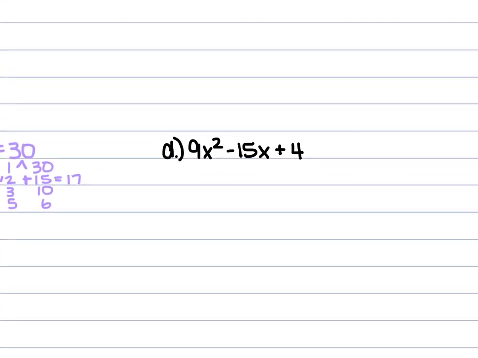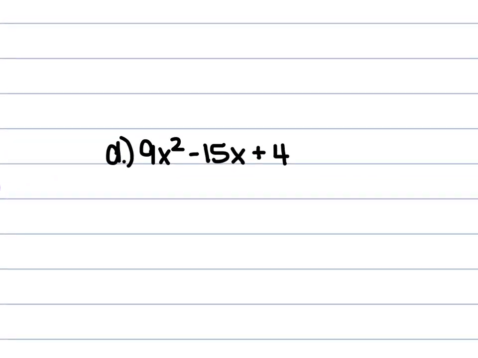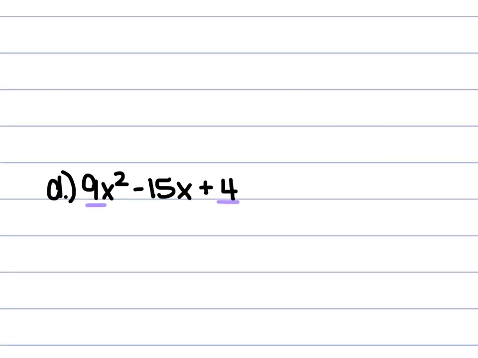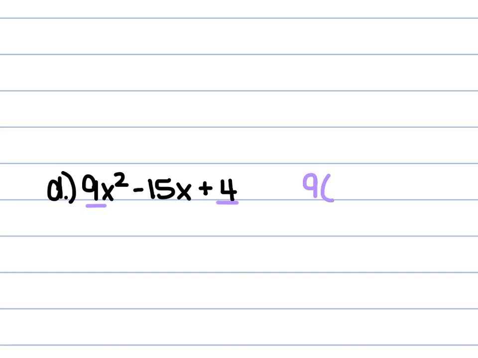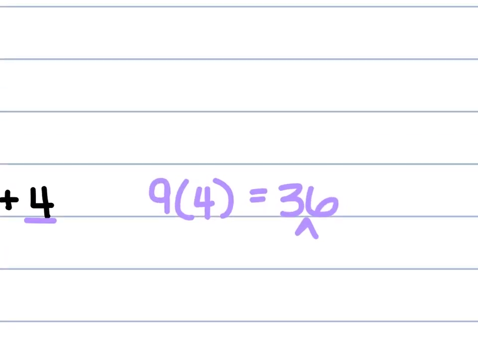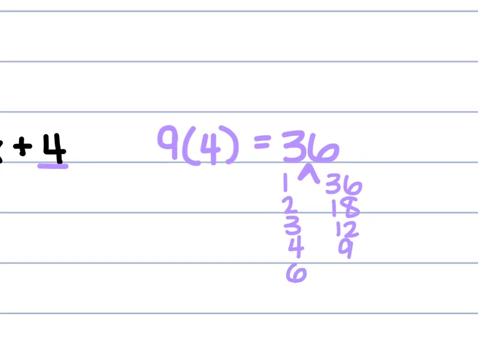If we look at our next example, D, we have 9x squared minus 15x plus 4. So we're going to take that 9 and that 4 and multiply those together. When we do, we get 36. We find the factors of 36 that equal a negative 15 when we add them together. Now, remember, the negative times a negative is a positive, but when we add them, we still have a negative. So the 36 is 1 and 36, 2 and 18, 3 and 12, 4 and 9, 6 and 6.